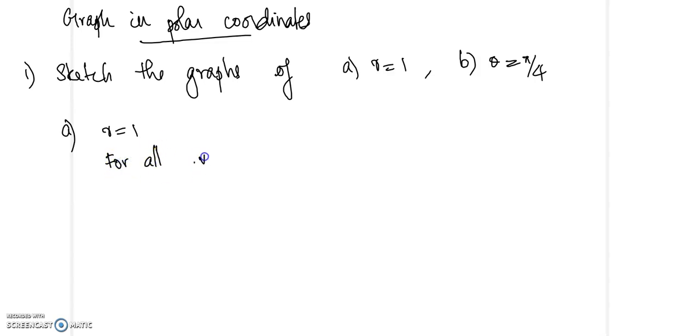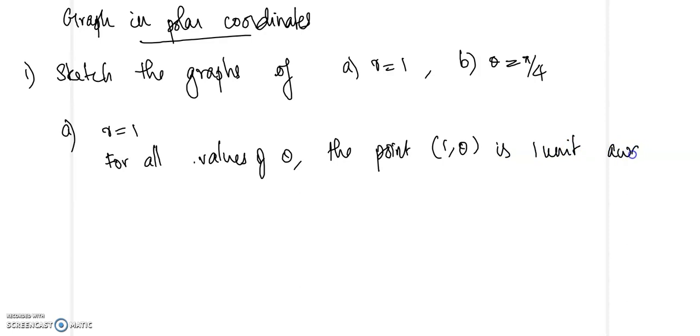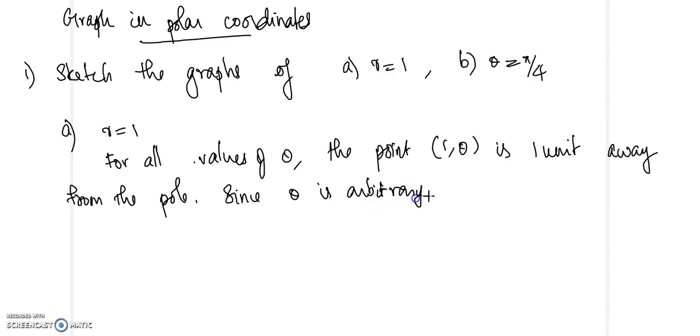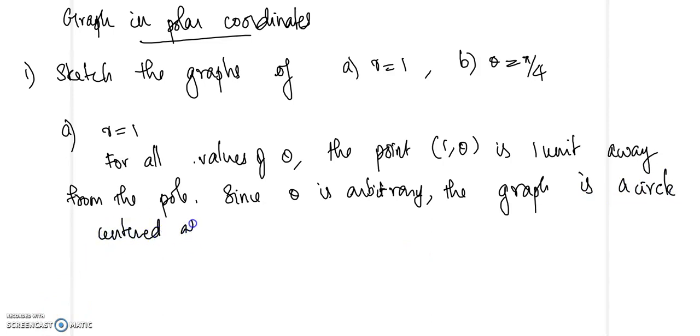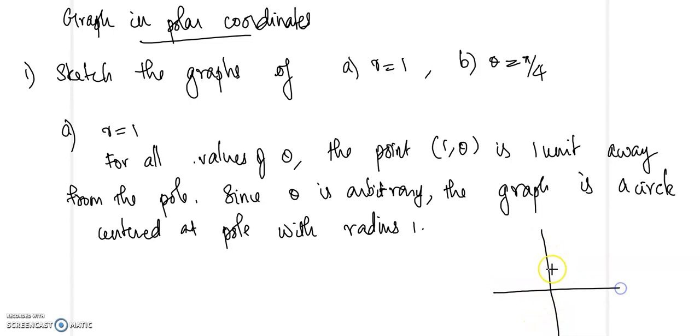So for all values of theta, the point 1 theta is 1 unit away from the pole. So since theta is arbitrary, the graph is a circle centered at pole with radius 1. So therefore the graph will be, this will be r equal to 1.